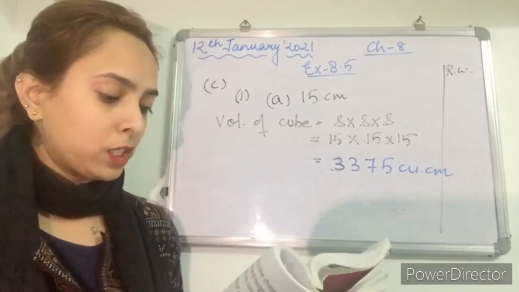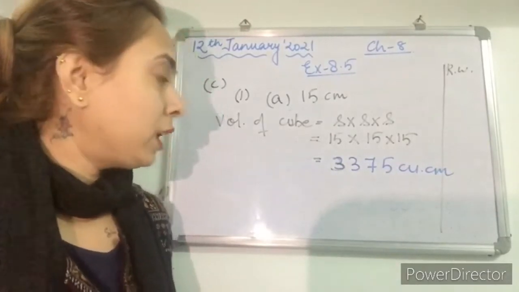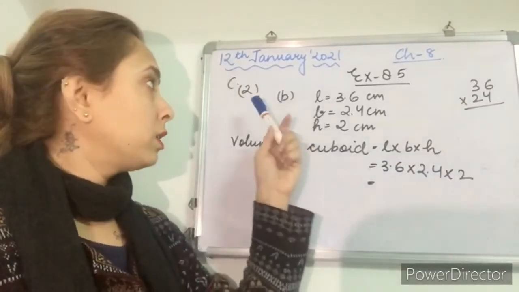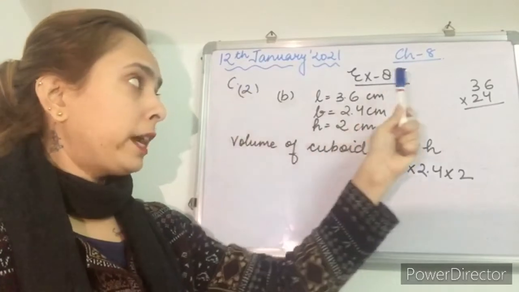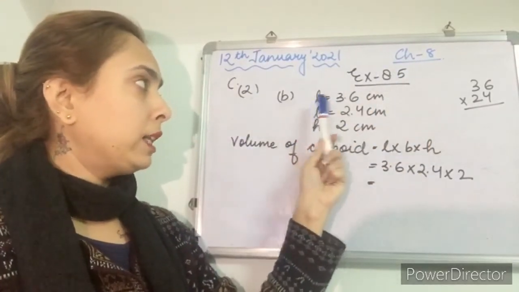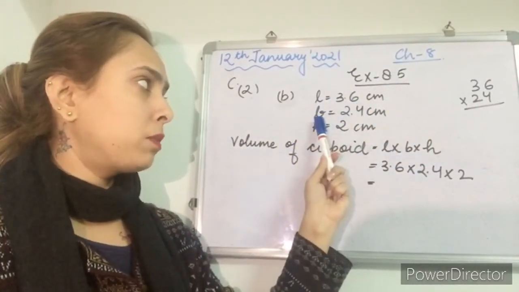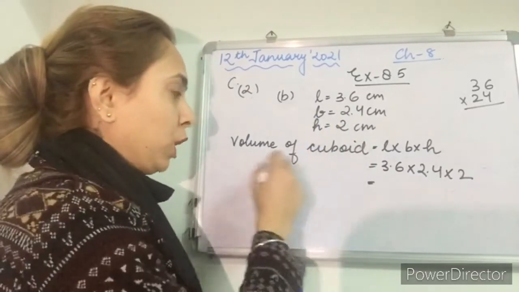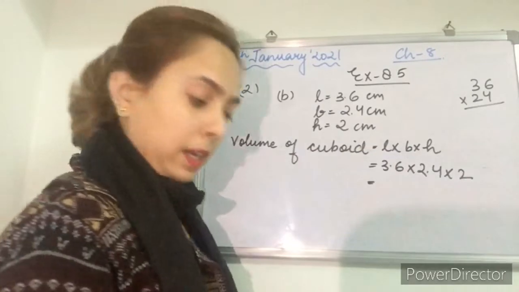So I would like to explain to you now the second question. Second question is, let's start second question of C, exercise 8.5 B. Length is 3.6 centimeters, breadth is 2.4 centimeters and height is 2 centimeters. Volume of cuboid, start multiplying.